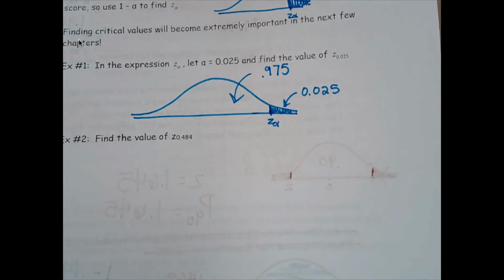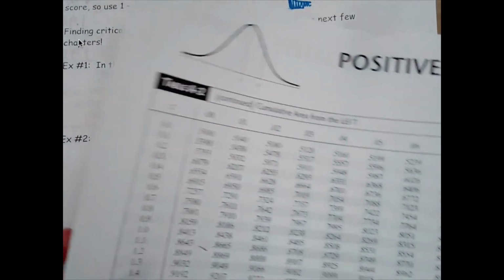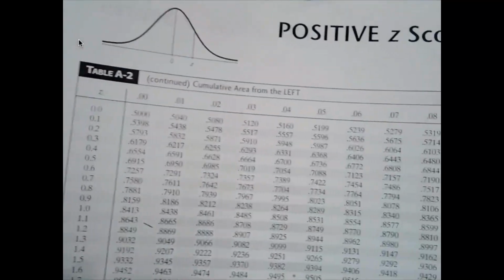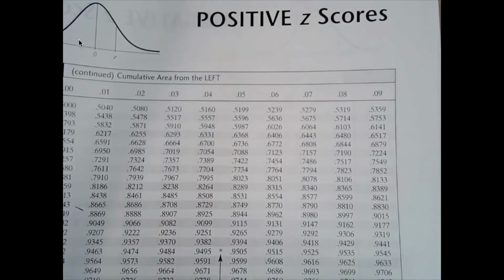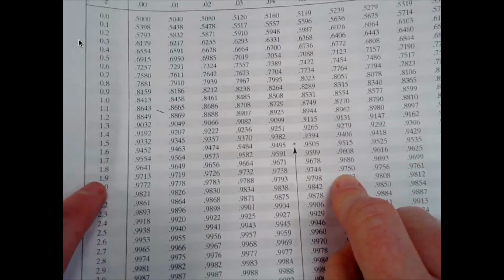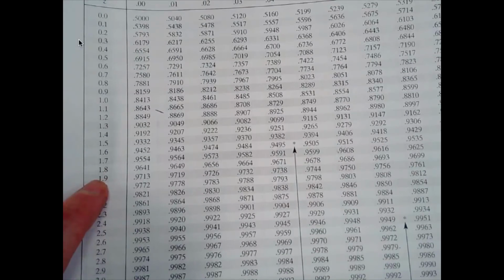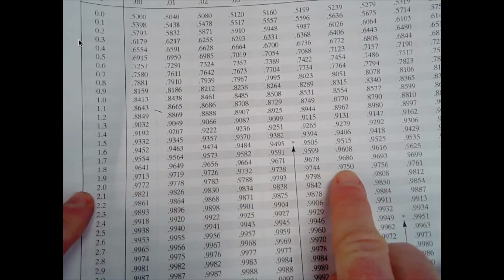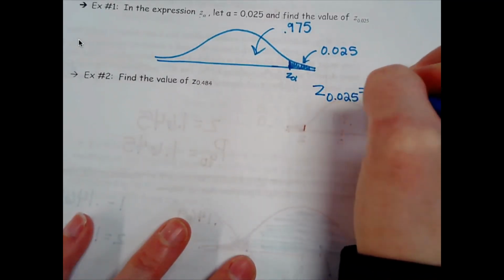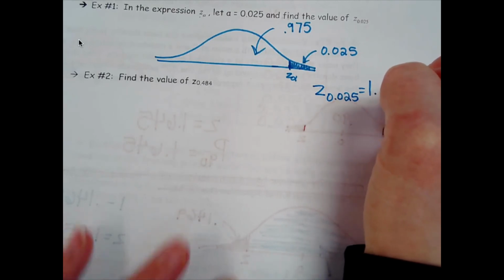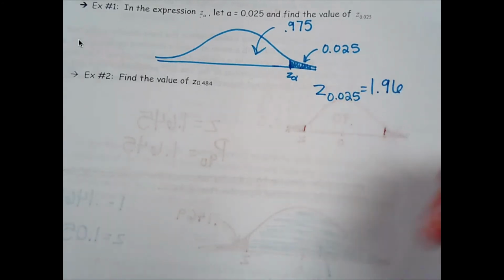So let's go to the positive z-scores and look for 0.975. So we're on the positive side. So it's right here, 1.96. So Z of 0.025 equals 1.96. Yeah.